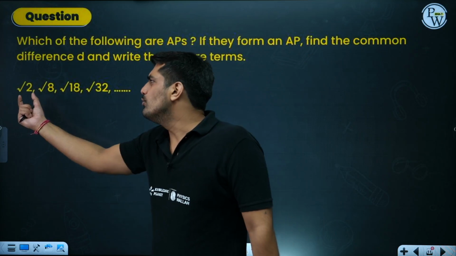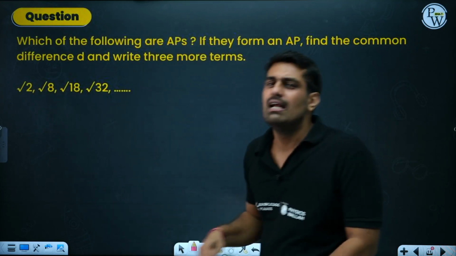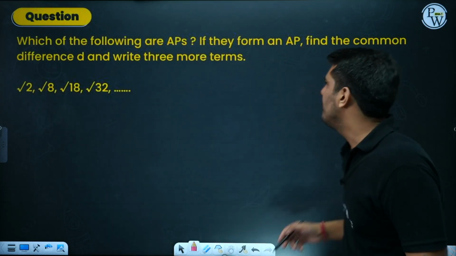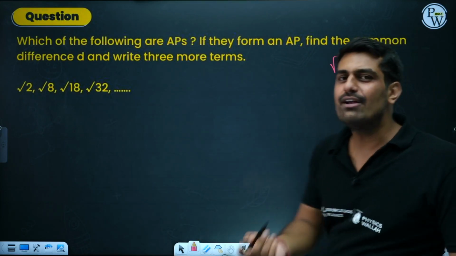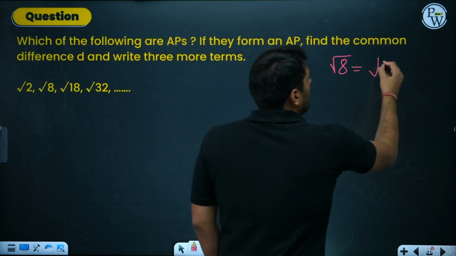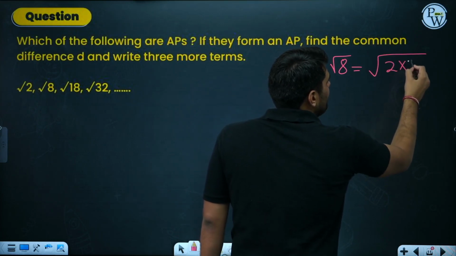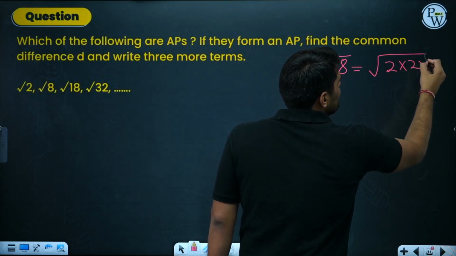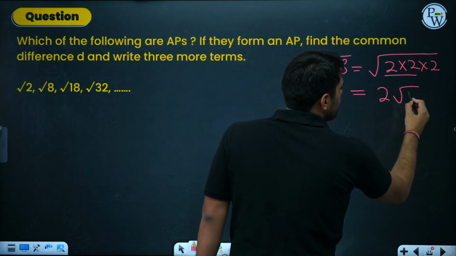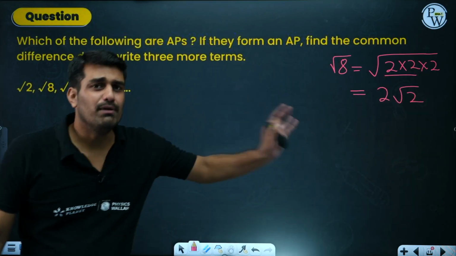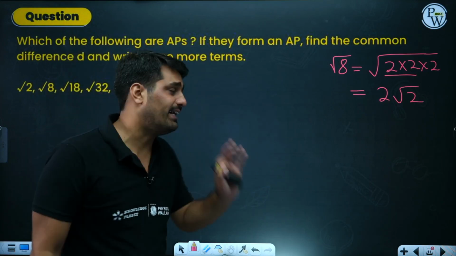We are having root 2, we are having root 8. First of all, the basic mathematics is involved. What basic mathematics here? What is root 8 actually? Root 8, I can write it as inside square root 2 into 2 into 2. Now 2 will come out, so 2 root 2. Simple maths, that's why I called it basic mathematics.